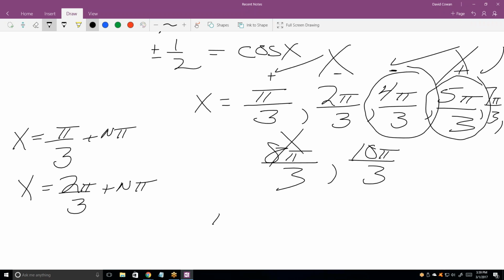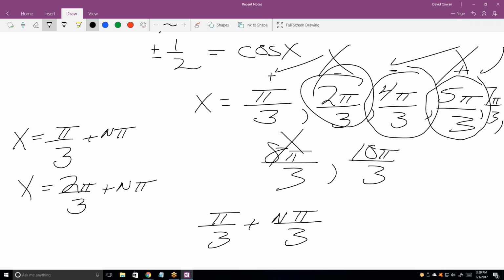But you don't write it as pi over 3 plus n pi over 3? Well, let's see. Pi over 3 plus n pi over 3. When n is 1, I get 2 pi over 3, okay. When n is 2, notice that I get 3 pi over 3, or just pi, and that's not one of the answers. So that doesn't work. These are the hardest equations to solve, because you always have to figure out this terminology.